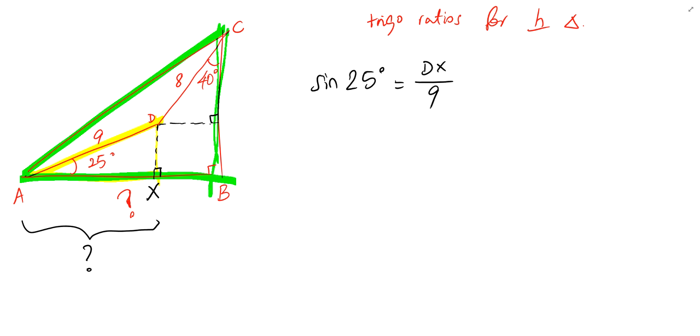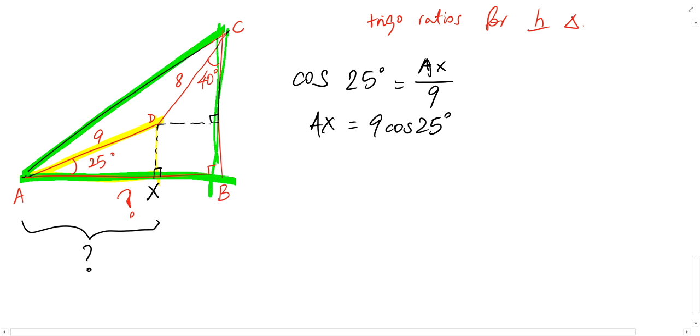But AX over 9 is not sine. It is cosine. So you see, in this case, you chose sine. Then you get DX over 9. That is not helpful to us to find AX. So what you should have been using is cosine to have our adjacent, which is AX, over 9. In this case, I have AX equals to 9 cosine 25 degrees.